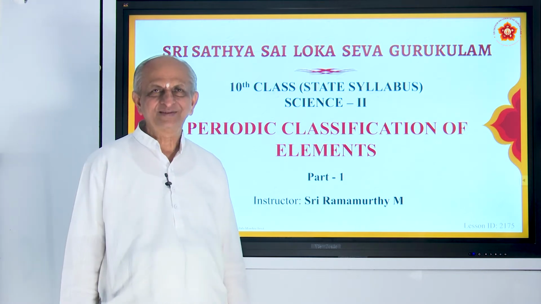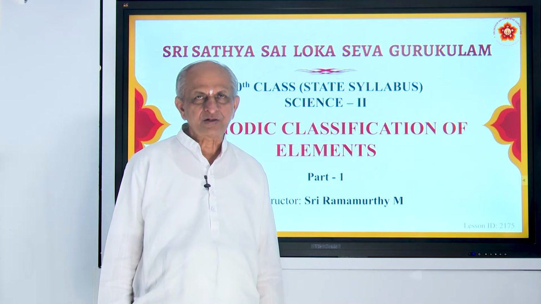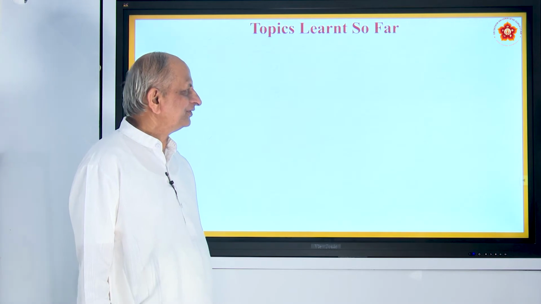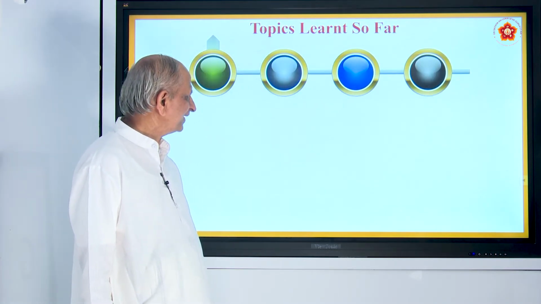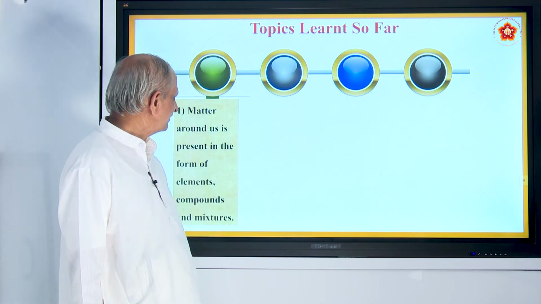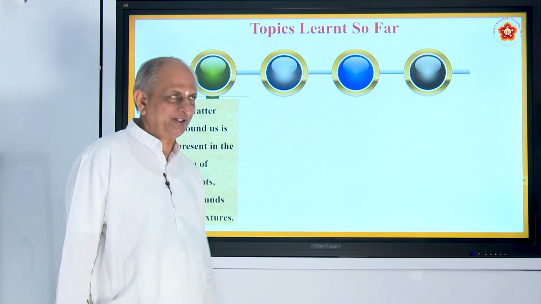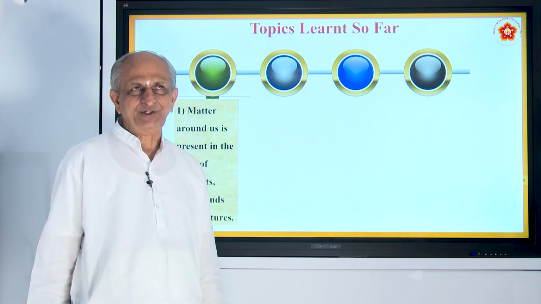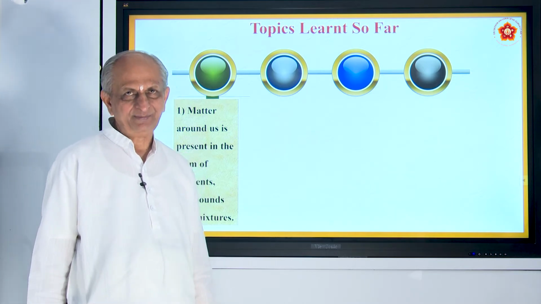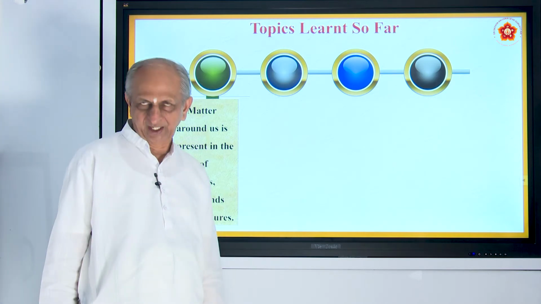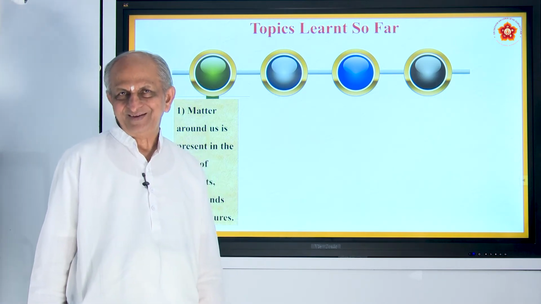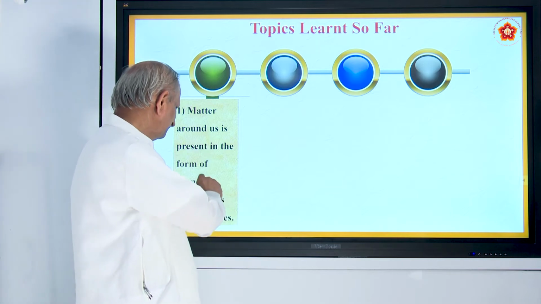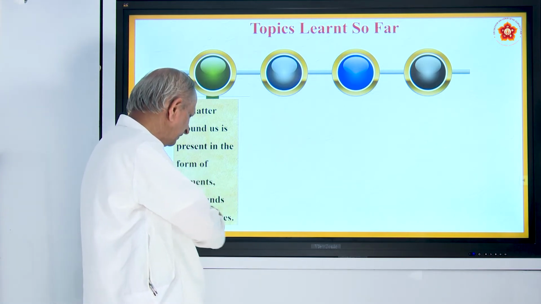Chemistry class. Topic is on periodic classification of elements. You know what is meant by element, is it not? So in the previous class we have studied what is meant by matter. All the things what you see around us is called matter. It exists in the three states, namely solids, liquids and gases, and it consists of substances like elements, compounds and mixtures.